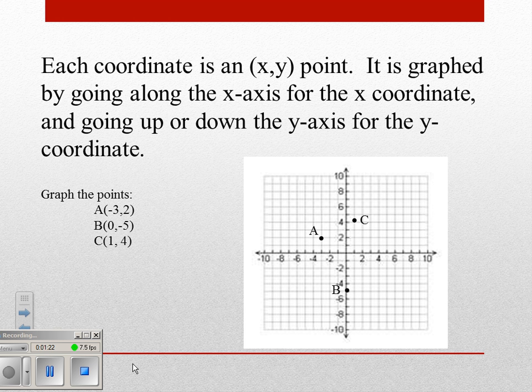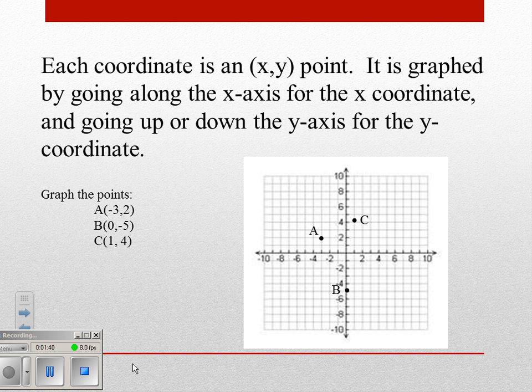Now each coordinate is an x, y point. Points always come in this order, x then y. You always graph it going along the x-axis for the x-coordinate and going up or down the y-axis for the y-coordinate, which makes perfect sense.